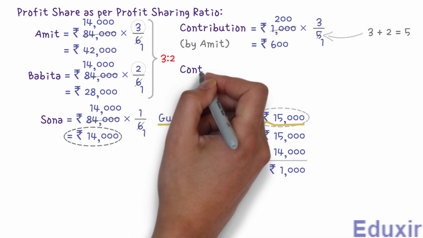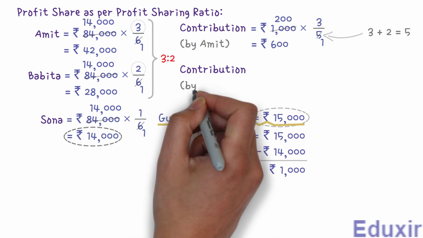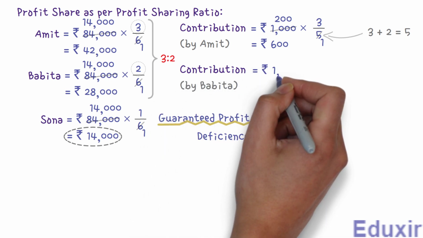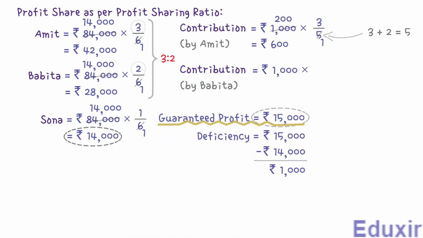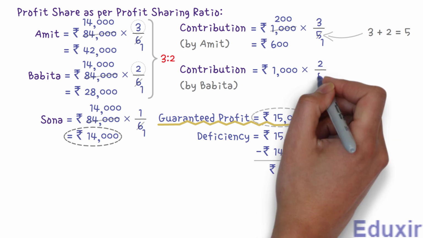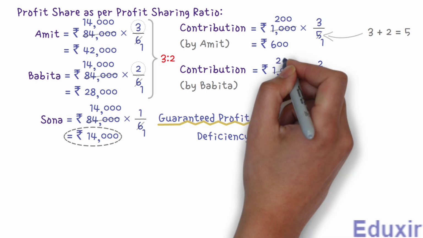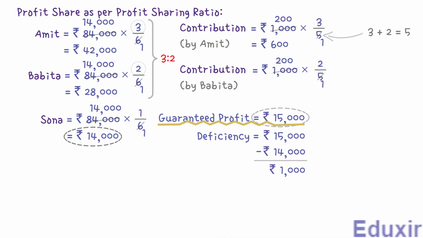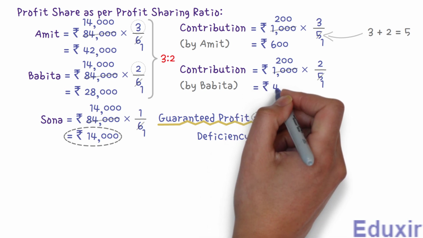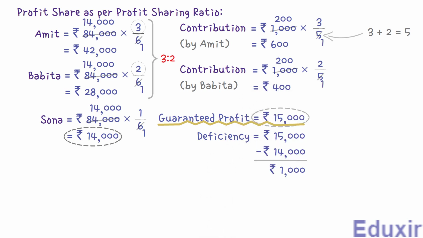Now the contribution by the partner Babita is equal to the deficiency amount of 1000 rupees multiplied with her sharing ratio of 2/5. Now cancelling with 5, 5 ones are 5, 200s are. Now if we multiply 200 rupees and 2, we get 400 rupees. This is the contribution by the partner Babita to the deficiency in the partner Sona's profit amount.